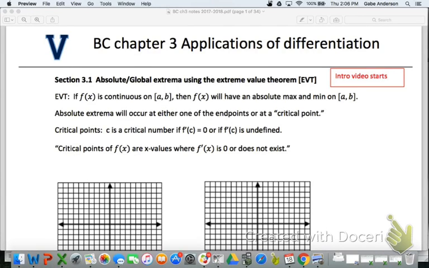This is the intro video for Calculus BC, section 3.1, and in this we're going to be discussing the existence of absolute extrema with the extreme value theorem, as well as how to find these absolute extrema.